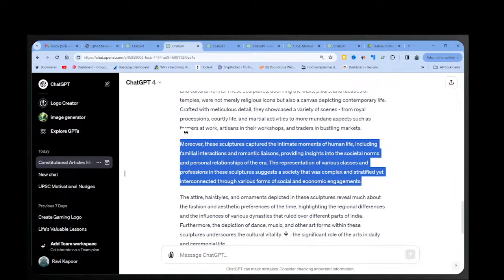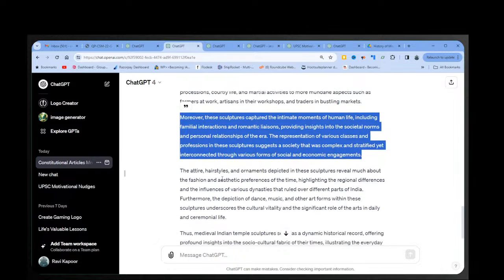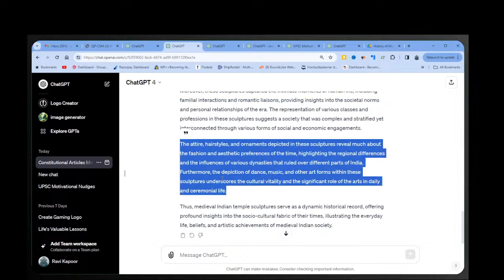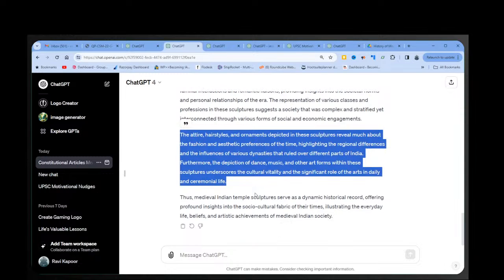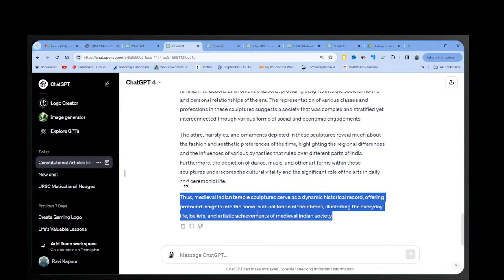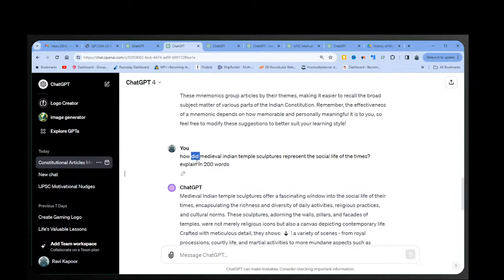The representation of various classes and professions in these sculptures suggests a society that was complex and stratified, yet interconnected through various forms of social and economic engagements. The attire, hairstyles and ornaments depicted in these sculptures reveal much about the fashion and aesthetic preferences of the times, highlighting the regional differences and the influence of various dynasties that ruled over different parts of India. Furthermore, the depiction of dance, music, and other art forms within these sculptures underscores the cultural vitality and the significant role of the arts in daily ceremonial life. Thus, so and so. अब बहुत अच्छा आंसर लिखा है, बहुत ही अच्छा आंसर लिखा है.